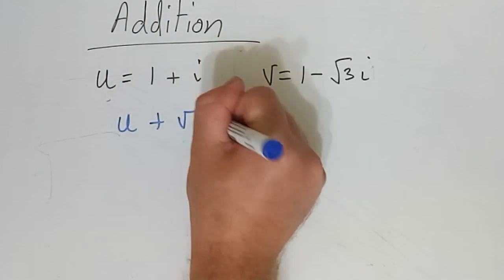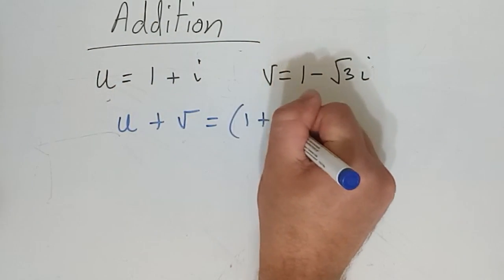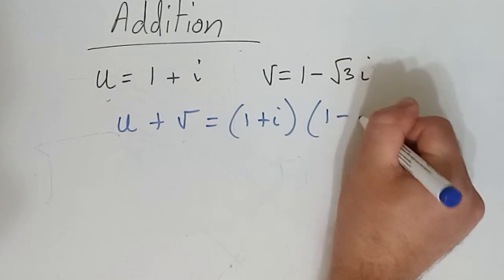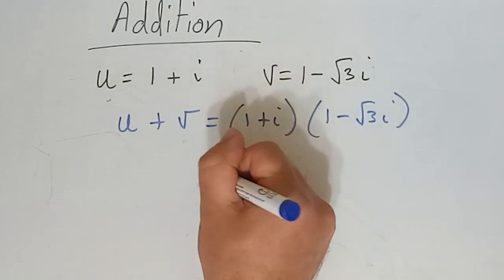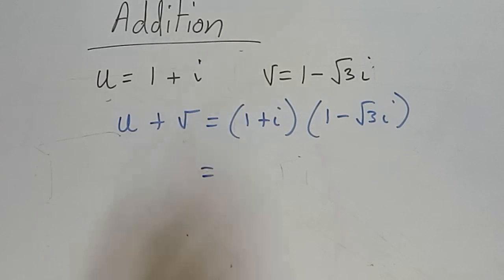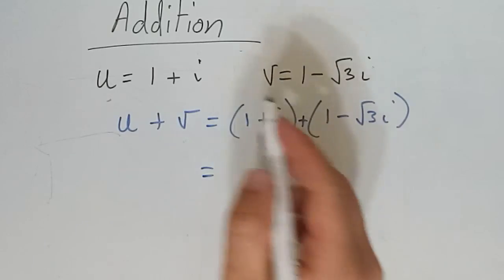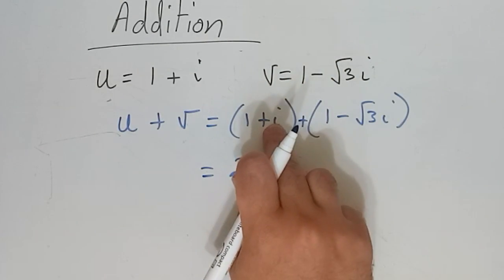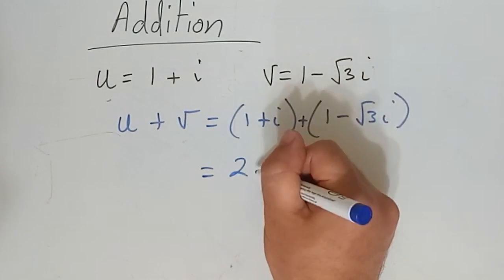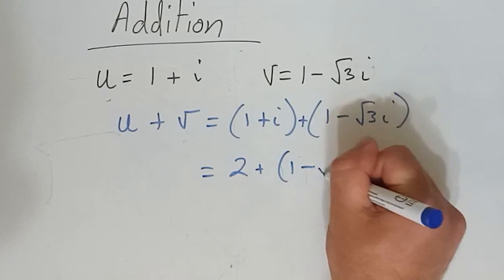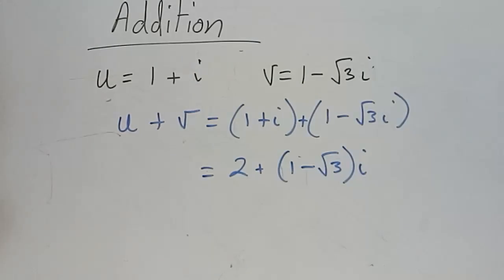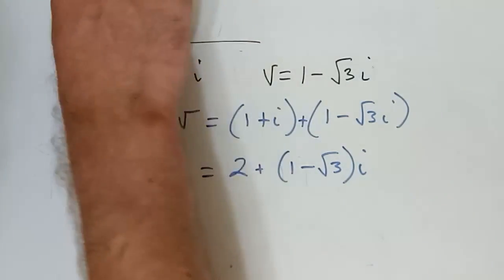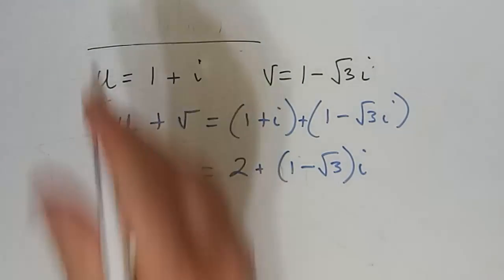u plus v equals, u is 1 plus i, 1 minus root 3i. Okay, so we're adding these up. We're not multiplying. Adding them up. So we add the real parts together, 1 plus 1, that's 2. Add the imaginary parts together, I've got 1 minus root 3. So this is 1 minus root 3 i. And that's the result of adding two complex numbers together. Alright, that was easy.